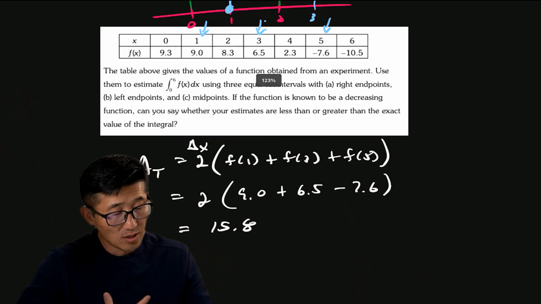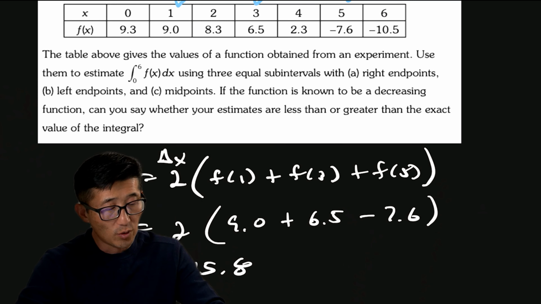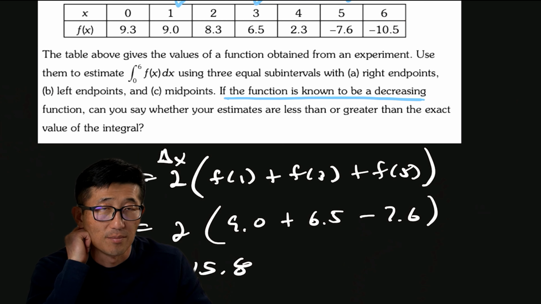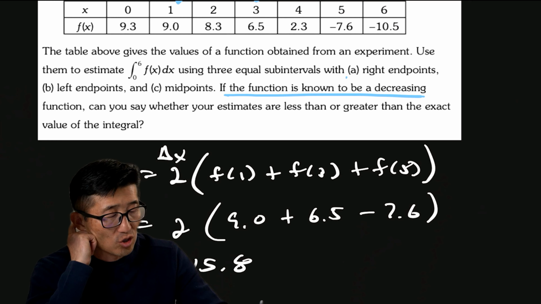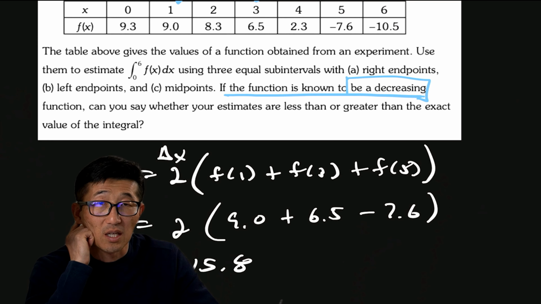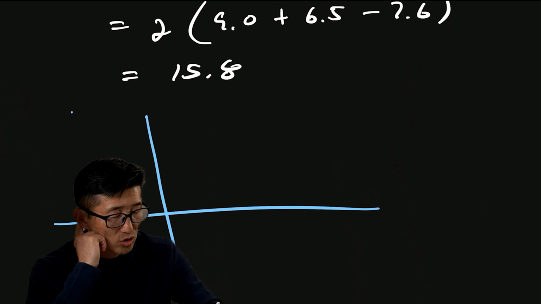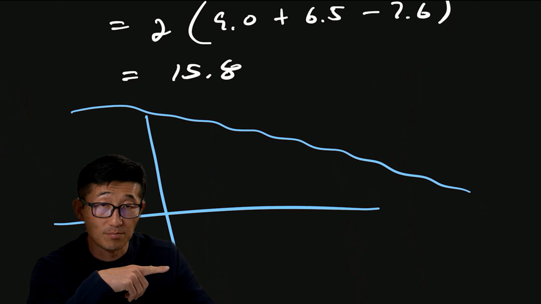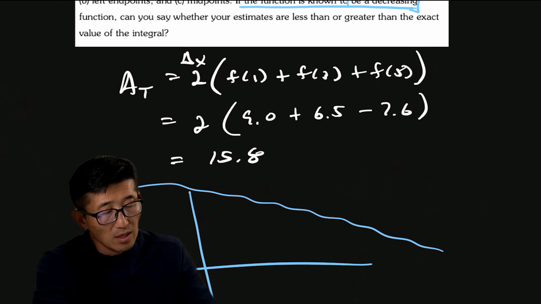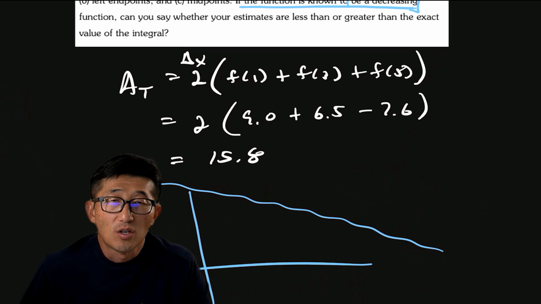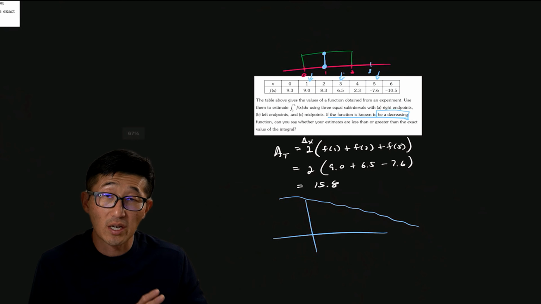Okay, now they're asking us a conceptual problem. It says here, if the function is known to be decreasing, what does that mean? Well, in calculus terms, a decreasing function means that the slope is negative. So basically, it's going to go something like that. So what they're saying is, since it's that way, can you say whether your estimates are greater or less than the exact value of the integral? Well, we got to look at each one separately.